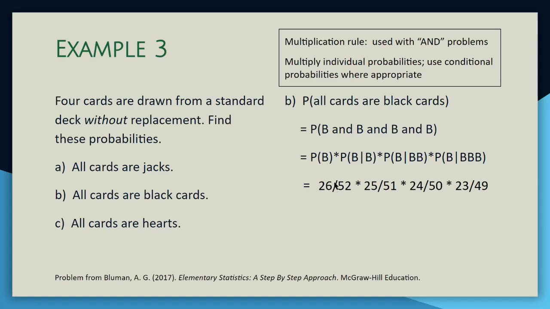If we multiply the numerators and denominators separately, I got 358,800 divided by 6,497,400. That gives a slightly less scary decimal answer, 0.05522, or about 5.5%.